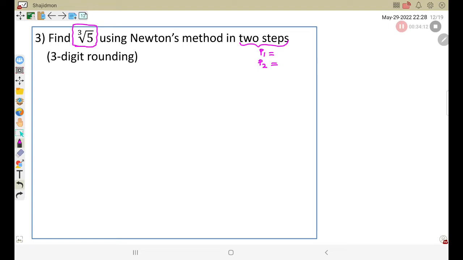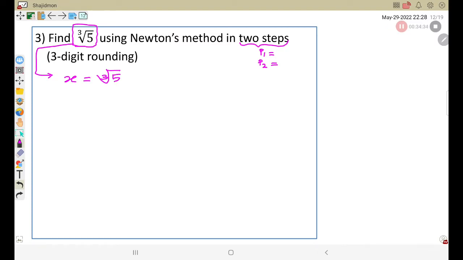We are not given an equation. F of x is not given. P0 number is not given. And f dash we need to calculate. Then only we can go to P1 and P2. So if you get a question like this, what will we do? Whatever number is given in the question, take it as x. x equal to cube root of 5.